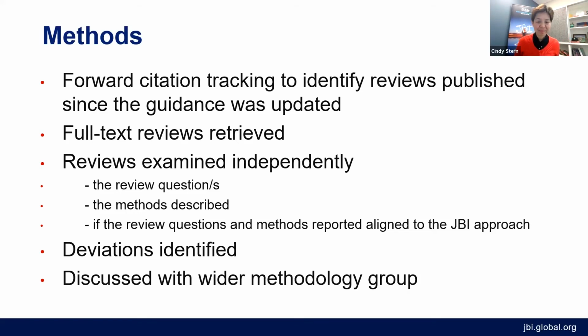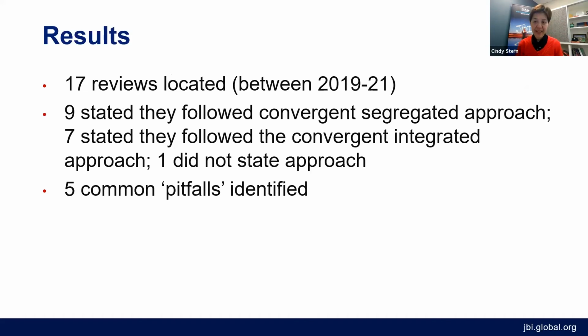Thank you, Cindy. So what we found was that there were about 17 reviews that cited the JBI approach, between 2019 and 2021. And there was almost an equal number of reviews that followed our convergent segregated approach and the convergent integrated approach. And there was one review that did not actually indicate the approach that they used. So almost half of them actually deviated from the JBI methodology. And from those reviews that deviated from our methodology, we've identified 5 common issues or pitfalls.